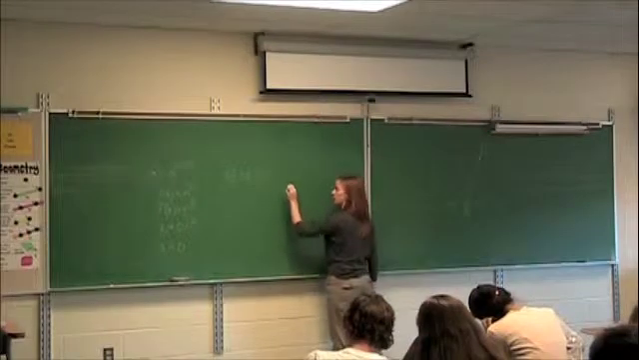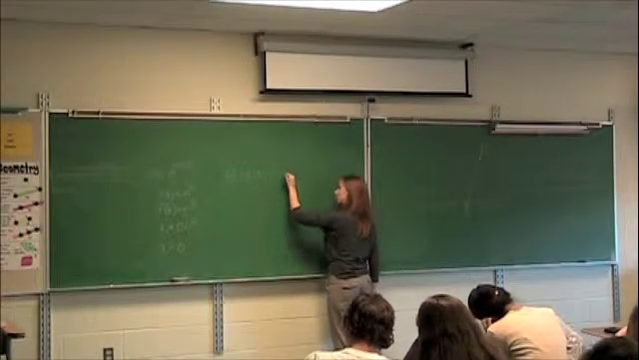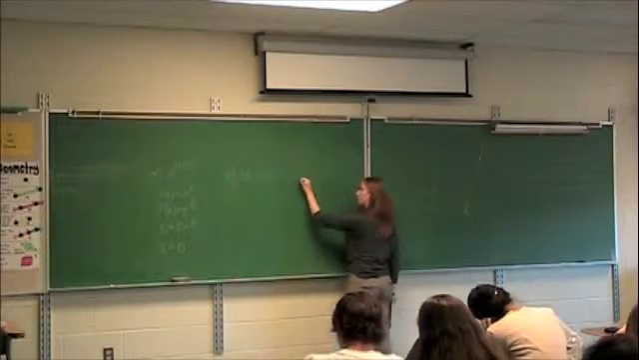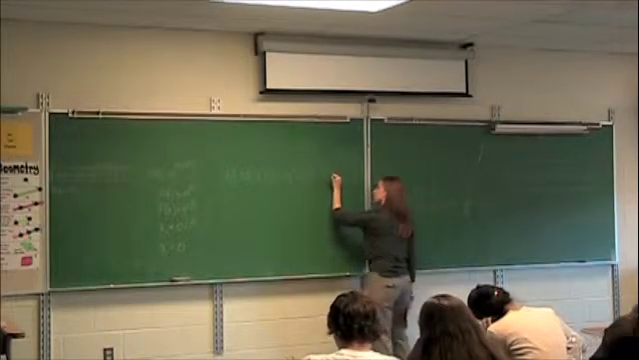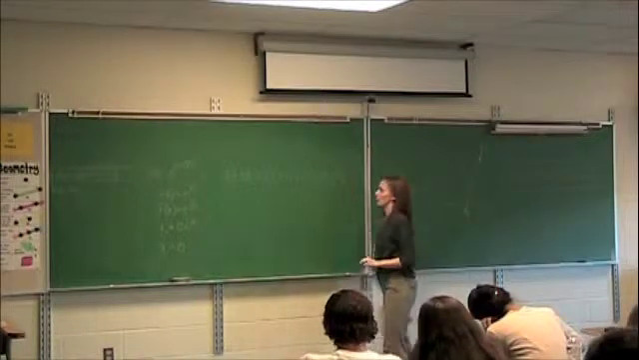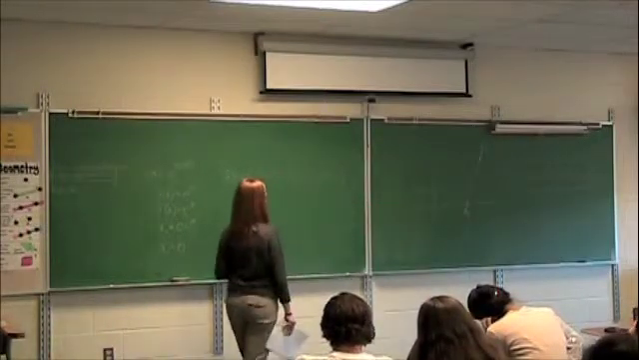f of a, what's my a? 0, plus f prime of a times 0.05 minus 0. Just plugging it into the formula.